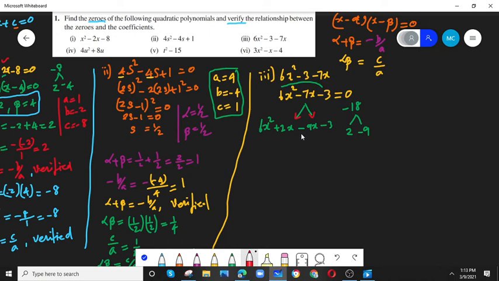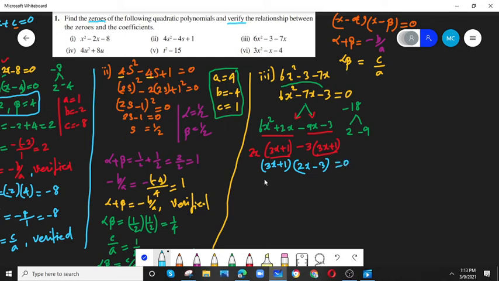I split the middle term into 2x and minus 9x like that. Now take common. 2x is common; divided by 2x becomes 3x, divided by 2x plus 1. Here you can take minus 3 common; divided by minus 3 becomes 3x, divided by minus 3 becomes plus 1. Yes, 3x plus 1 is common, and the balance is 2x minus 3.